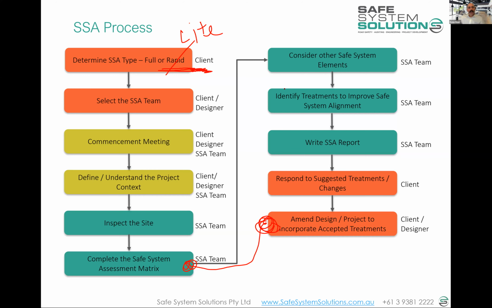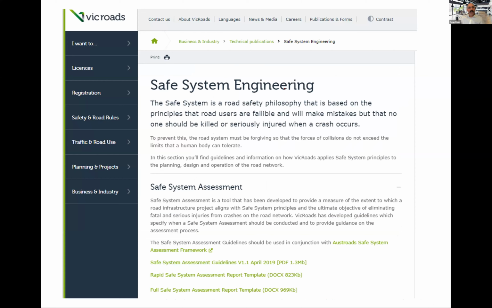Okay, let's keep going. So I was showing you this one. The Vic Roads website, I mean, at some point they're going to change it to a Department of Transport website, but anyway, it's currently still the Vic Roads website. And there's an area called Safe System Engineering. And if you find that page, the Safe System Engineering page, they've got a lot about safe system assessments, and they've got your guidelines, your templates, the Austroads framework. So lots of good resources.